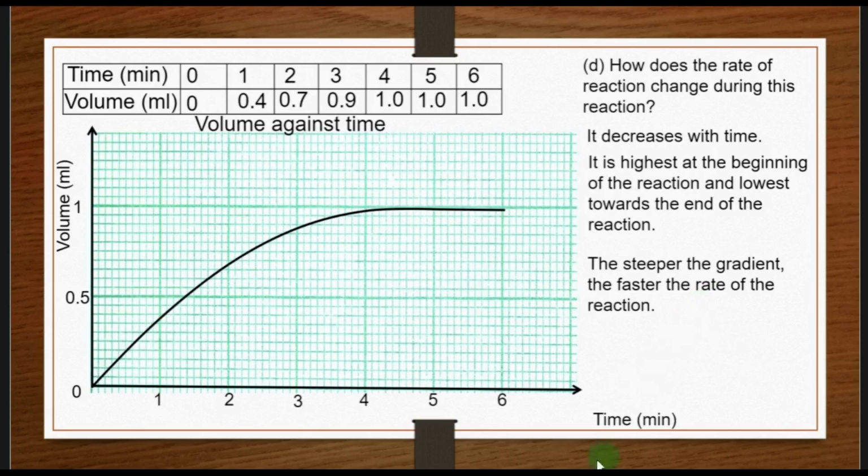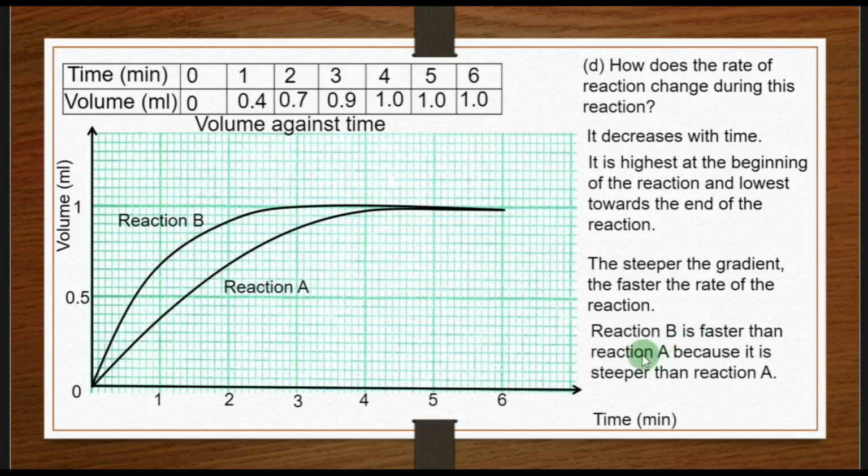In the same way, if we drew another curve like this, we call this one reaction A and this one reaction B. The question can be, which of these two is faster? The one with the steeper gradient is the fastest reaction. In this case, reaction B has a steeper gradient, so it is faster than reaction A. So that is what you should know. And when the curve goes horizontal like that, it means the reaction has ended.